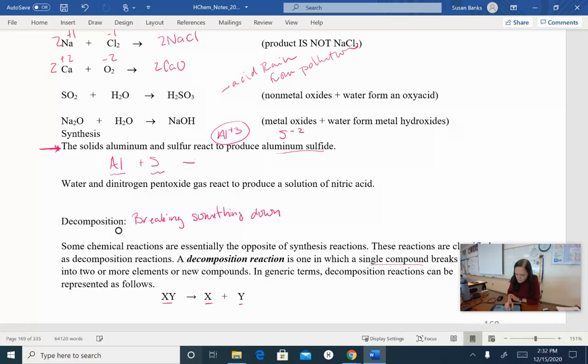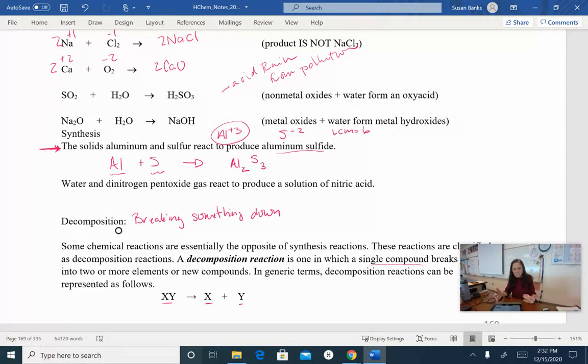So the next thing we've got to do is figure out what ratio I need to put +3s and -2s together so they add up to 0. That means I have to find the least common multiple between 2 and 3, which is 6. So how many aluminums, how many +3s do I need to get a +6 charge? Hopefully you said 2. So I need 2 aluminums. How many -2s or how many sulfurs do I need to get a -6 charge? 3. So 3 times -2 will be -6. So I'm going to need 3 sulfurs. So aluminum sulfide is Al2S3.